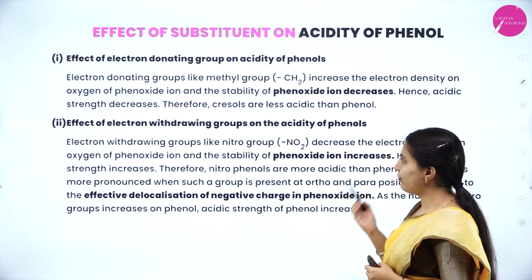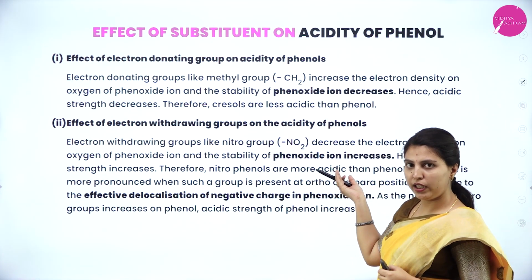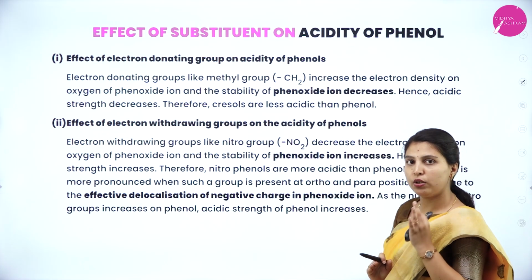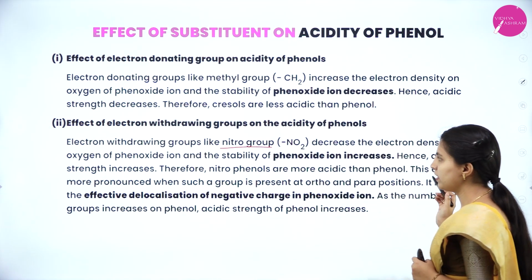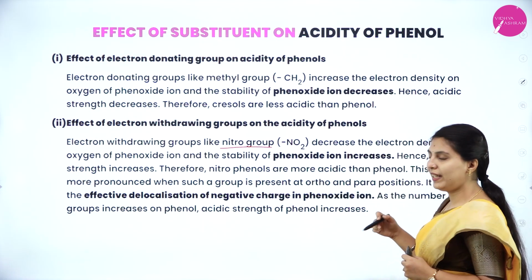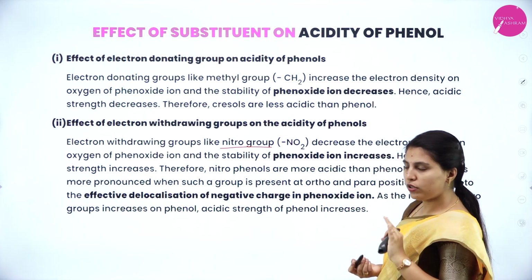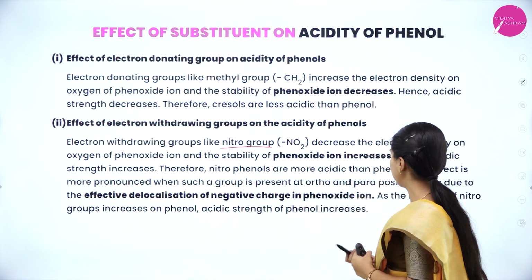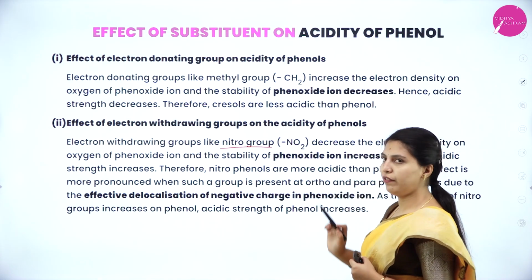Next, effect of electron withdrawing groups on the acidity of phenols. Now we have seen the electron donating group. Now we will see the effect of electron withdrawing group. Electron withdrawing groups like nitro group decrease the electron density on the oxygen of phenoxide ion and the stability of phenoxide ion will increase. When the electron withdrawing group is there, electron density will decrease on the oxygen of phenoxide ion, but the stability of phenoxide ion will increase. Hence, acidic strength increases, therefore nitrophenols are more acidic than phenols.